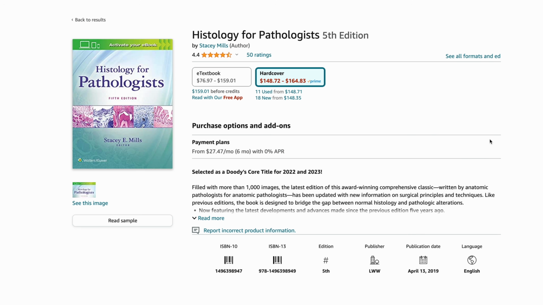The first one is a textbook called Histology for Pathologists. This was actually the first book that I bought during my residency. One of the most important advantages of this book is that it is very comprehensive. The downside is that sometimes it's kind of overwhelming to read from start to end. It has so many details related to not just morphology but also embryology.